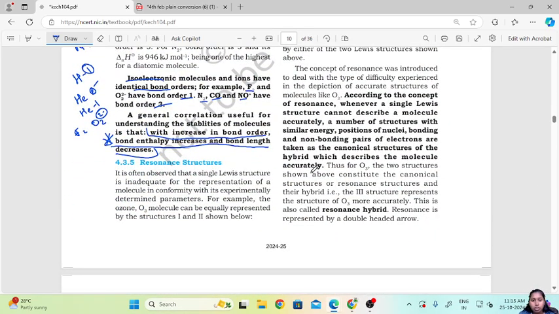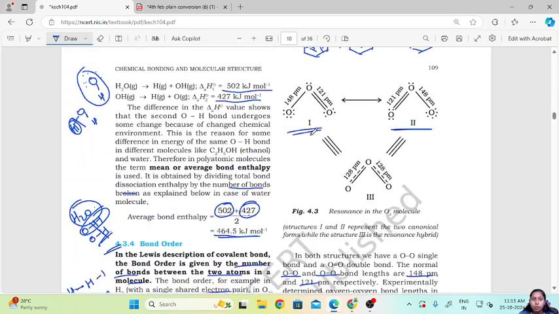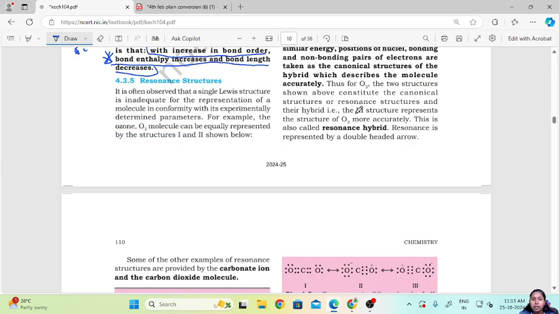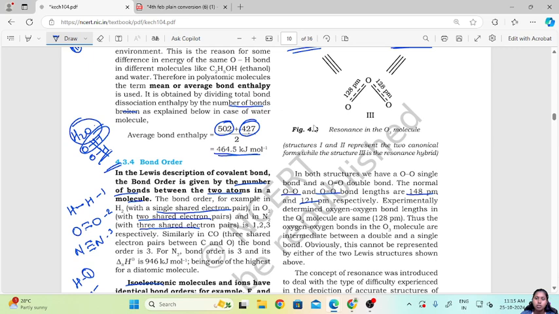Thus, for O3, the two structures shown above constitute the canonical structures or resonance structures, and their hybrid is structure 3. So in short, these are resonance structures or canonical structures, and together you can show this hybrid structure. Now, the dotted double bonds on both sides mean this double bond can either be present on the right hand side or on the left hand side. This is called the resonance hybrid. So the third structure is called the resonance hybrid. This is your resonance hybrid structure for ozone.